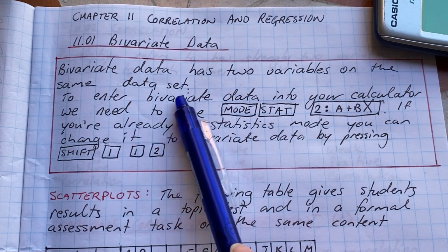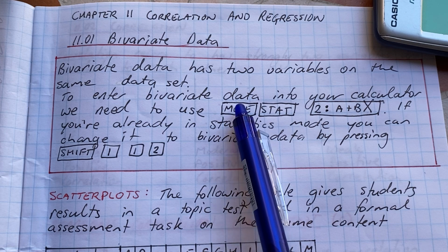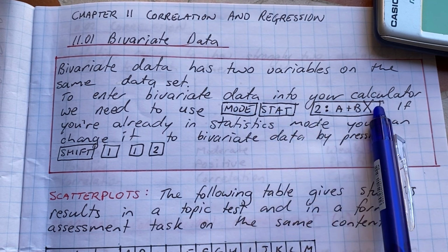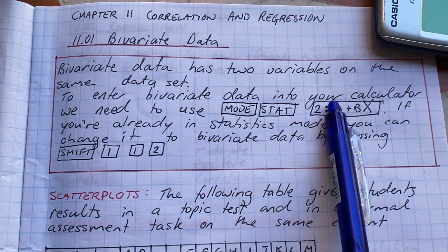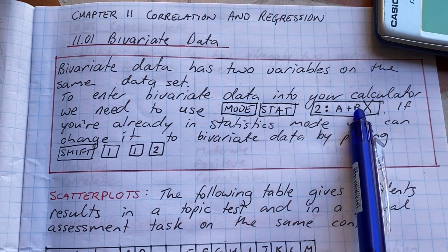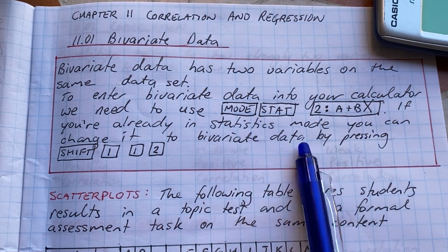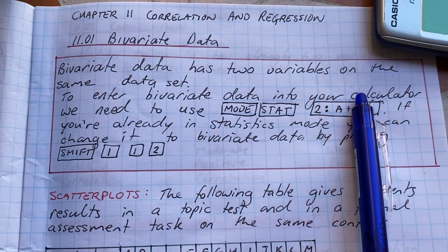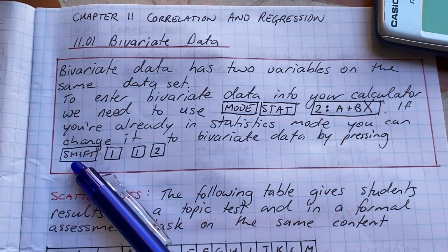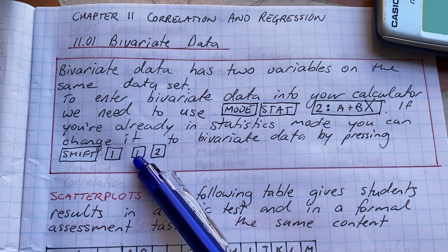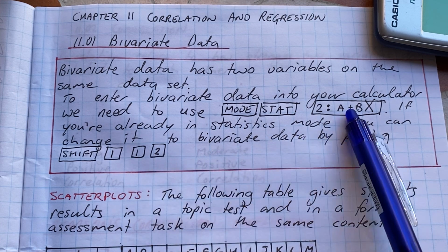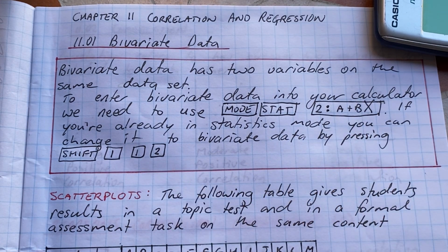Now, to enter bivariate data into your calculator, when you do mode stat, you're choosing this one. It's like y equals mx plus c. If you're already in statistics mode, you can change it to bivariate data by going Shift 1 and then 1 for the data and then 2 for that type of data.